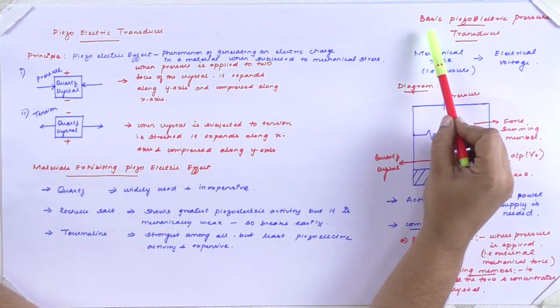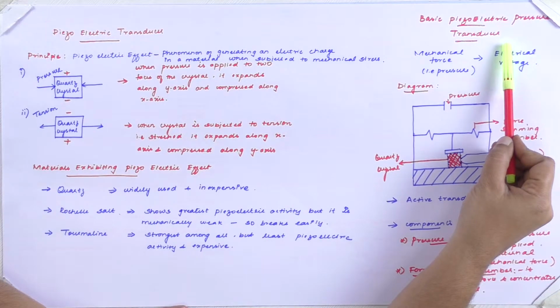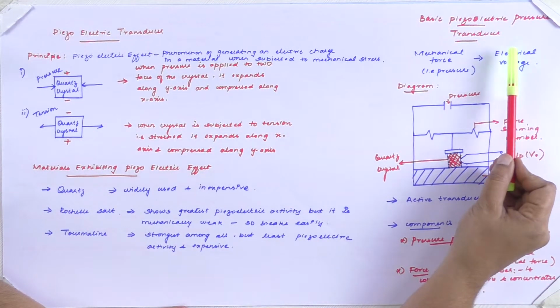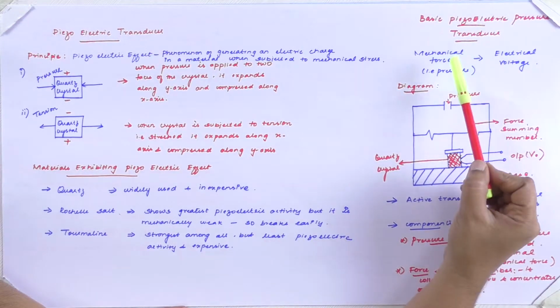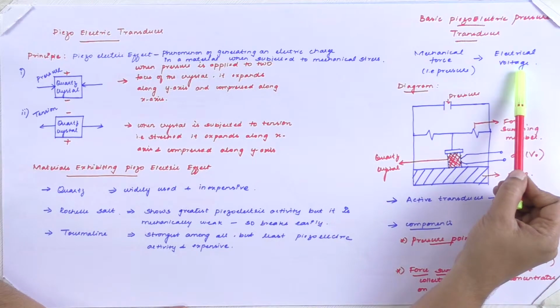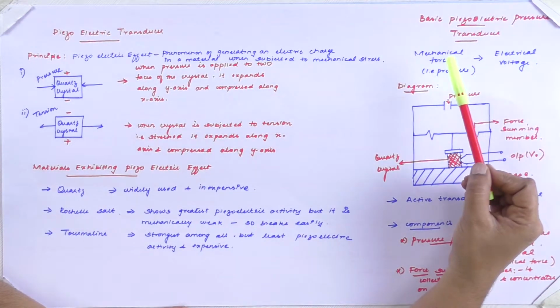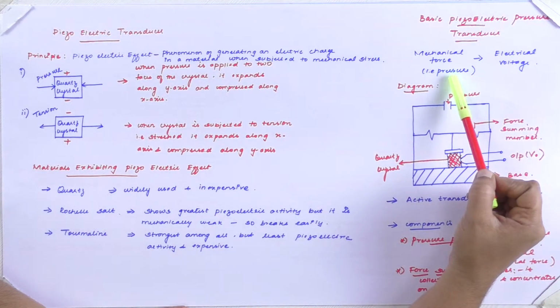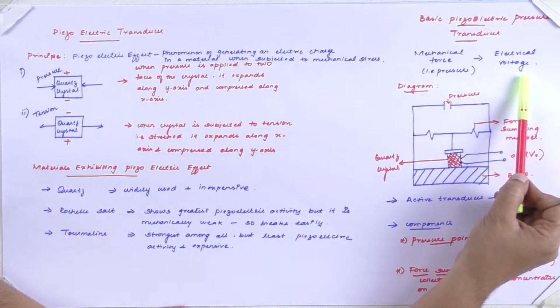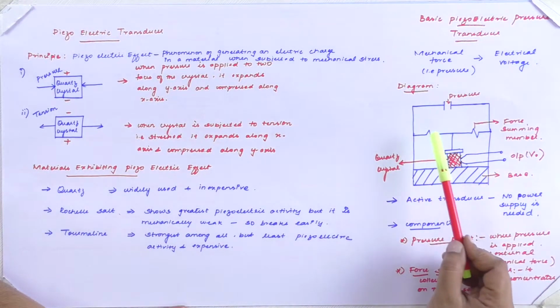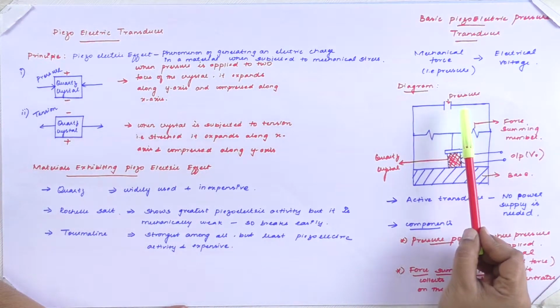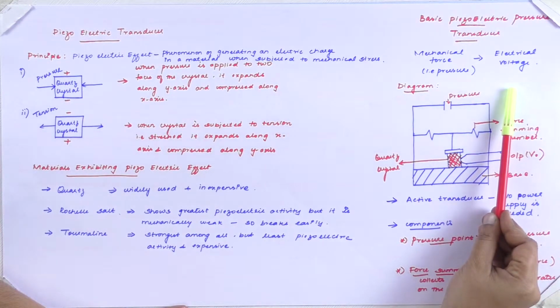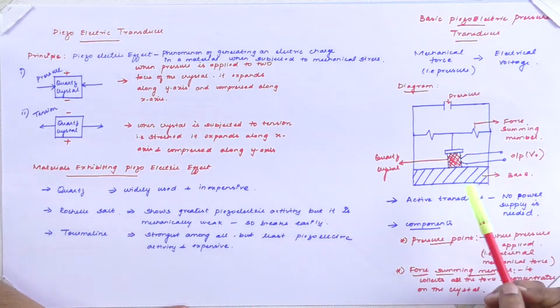Now let us see the basic piezoelectric pressure transducer. Generally we know what is a transducer. Here the piezoelectric pressure transducer converts the mechanical force which is applied, that is pressure, into an electrical voltage. Now let us see the diagram for piezoelectric transducer. The piezoelectric transducer, which is used to convert mechanical force into electrical voltage, is an active transducer.